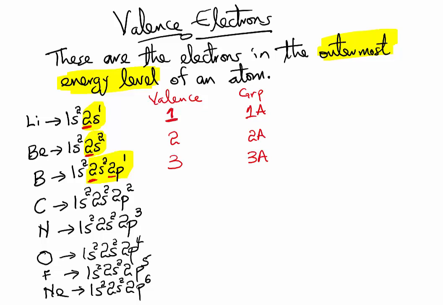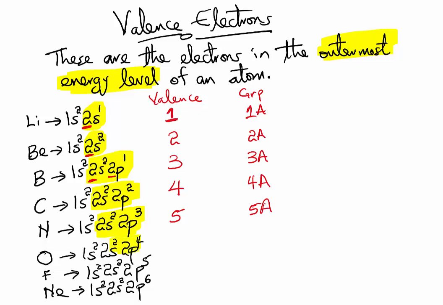Carbon has 4 electrons in the outermost energy level. That means the valence for carbon is 4, and it will be found in group 4A of the periodic table. Nitrogen has 5 electrons in its outermost energy level, which means its valence is 5, and it could be found in group 5A of the periodic table.